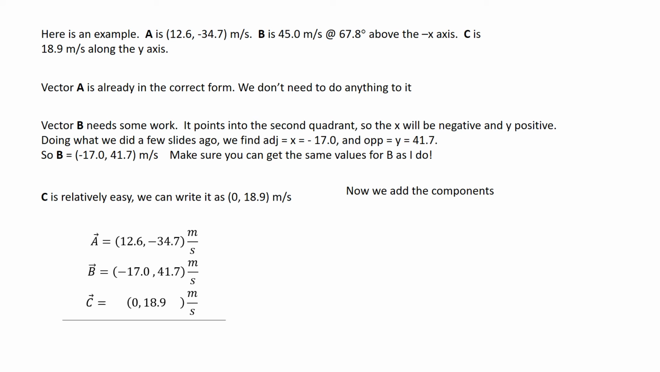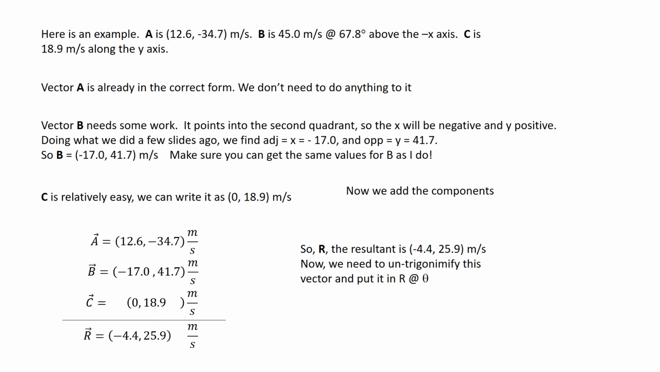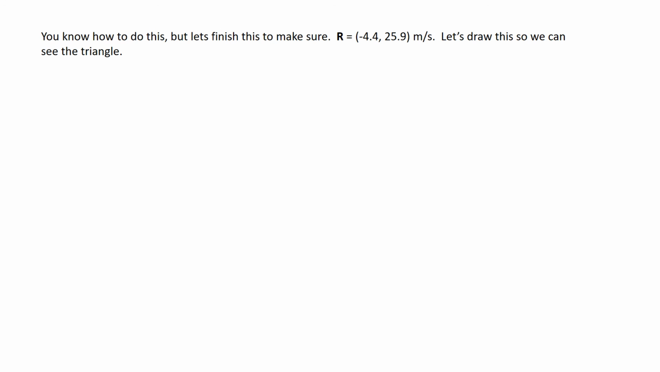Now I add the components together. I just add the x's together, I add the y's together, and I get that resultant vector of minus 4.4, 25.9 meters per second. So my resultant vector is just what I just said. Now you have to untrigonomify that, putting it into the r and theta form. You know how to do this, but let's finish this to make sure. So as I said before, the r is minus 4.4, 25.9 meters per second.